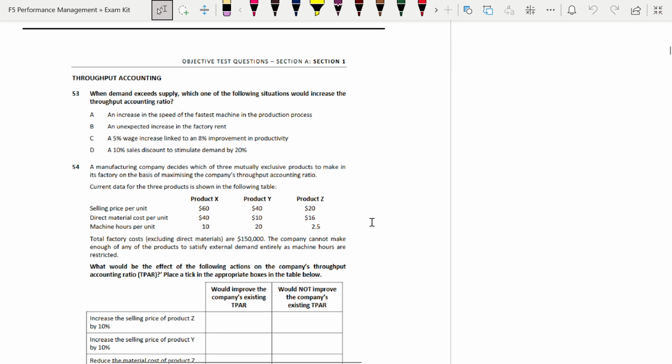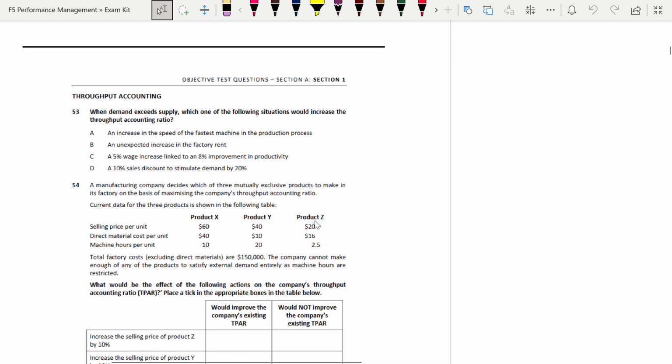What they are saying here is, when demand exceeds supply. See, this is the demand, this is the supply. When the demand exceeds supply, it means somewhere you are here, the demand exceeds supply.